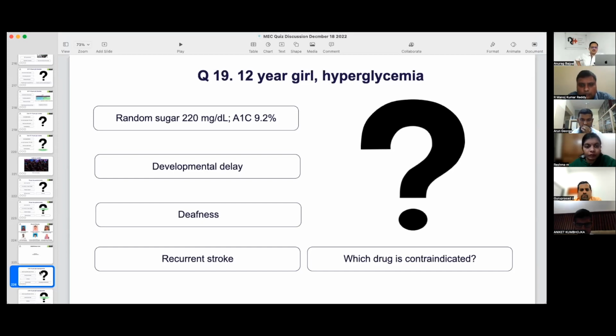I think this is an easy question. Dr. Guru Prasad? A 12-year-old girl with hyperglycemia, multiple things happening, developmental delay, deafness, stroke. Which drug should not be taken? So your answer, Dr. Guru Prasad? Pass, sir. Pass. Okay, so we will go back to Dr. Arun.